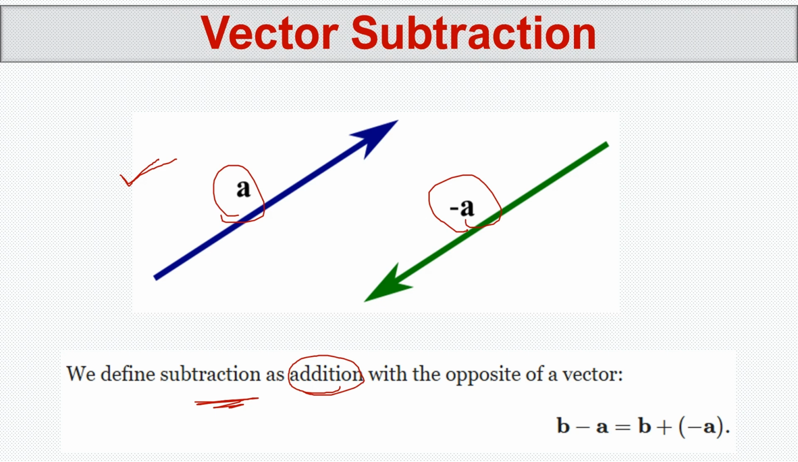So what we are going to do, instead of saying B minus A, we say B plus minus A. It is very simple. With the B vector, we are going to add the minus A vector. Okay, this is the concept of how we are subtracting B minus A.